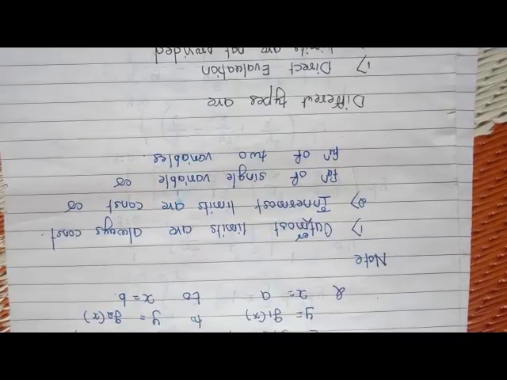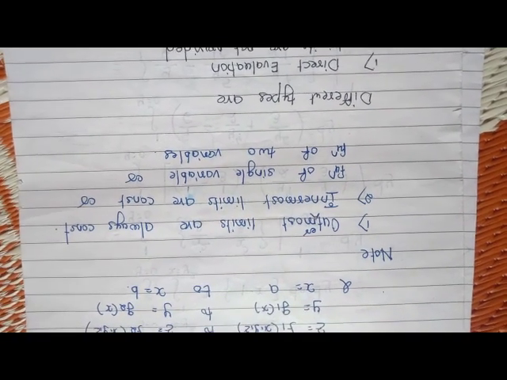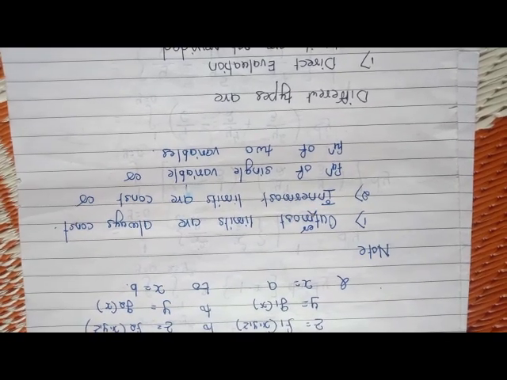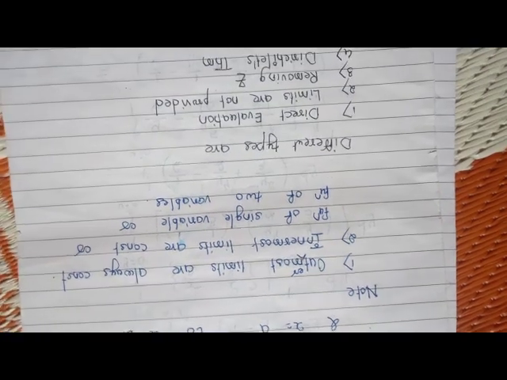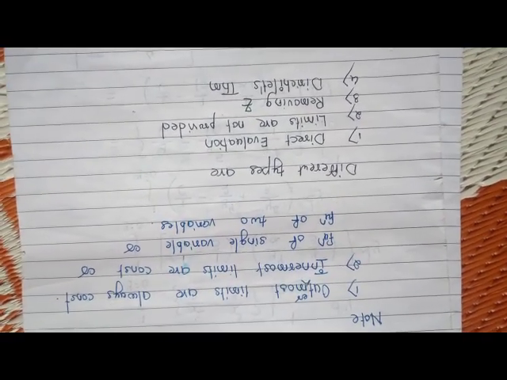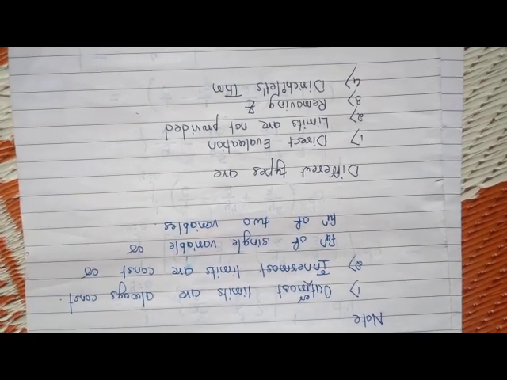Note these points. Outermost limits are always constant. Innermost limits may be constant or may be a function of a single variable, or may be a function of two variables. So different types of examples are direct evaluation, limits are not provided, removing z, and use of Dirichlet's theorem.